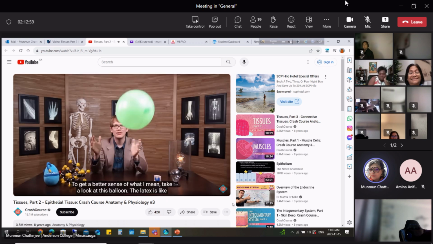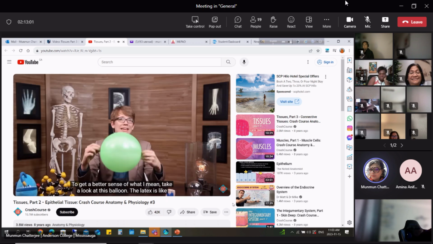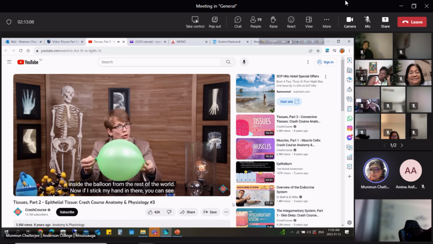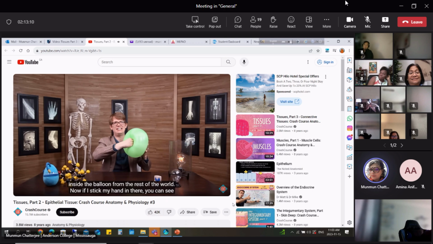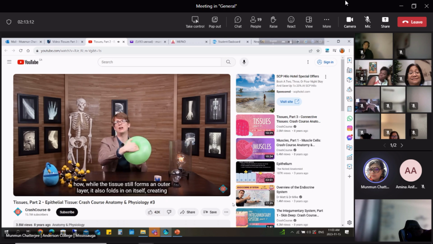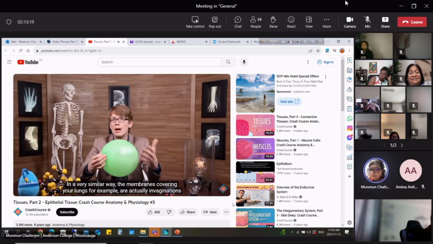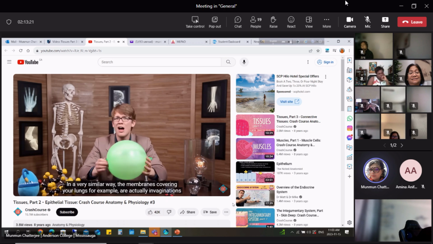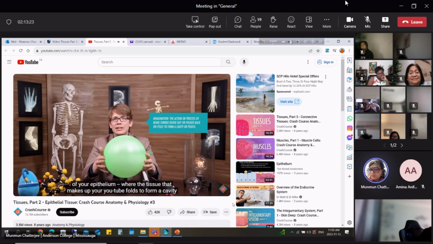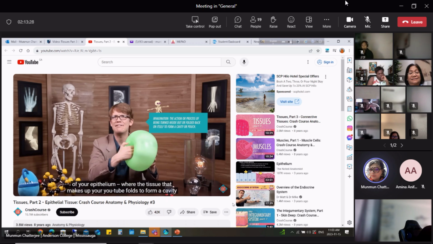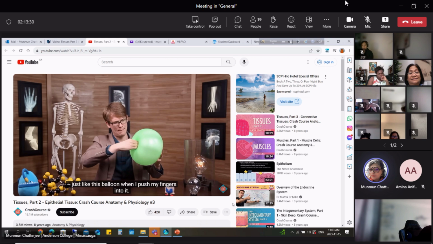To get a better sense of what I mean, take a look at this balloon. The latex is like the outer covering of your body, in part made up of epithelial tissue. It separates what's inside the balloon from the rest of the world. Now, if I stick my hand in there, you can see how, while the tissue still forms an outer layer, it also folds in on itself, creating a continuous barrier that lines all of the cavities. In a very similar way, the membranes covering your lungs, for example, are actually invaginations of your epithelium, where the tissue that makes up your U-tube folds to form a cavity, just like this balloon when I push my fingers into it.